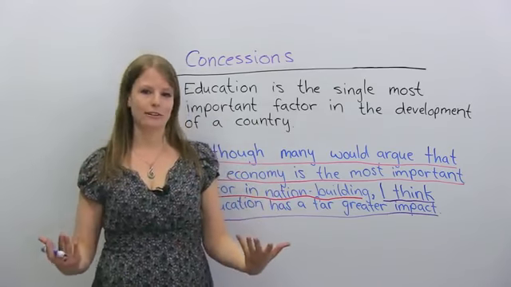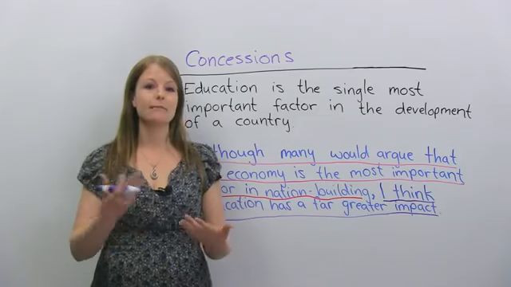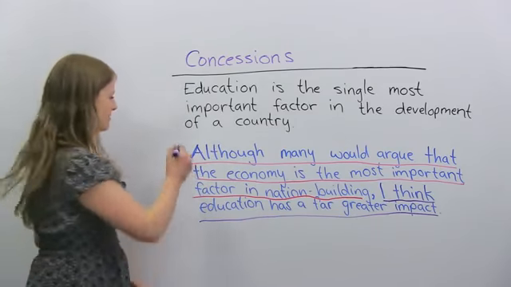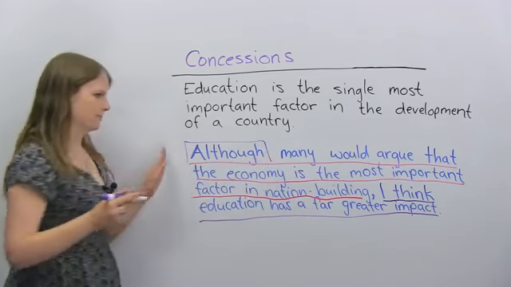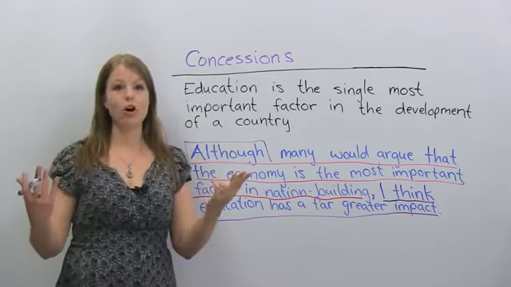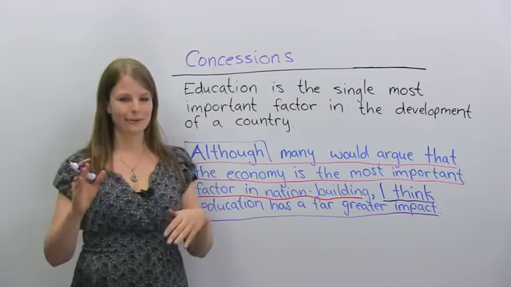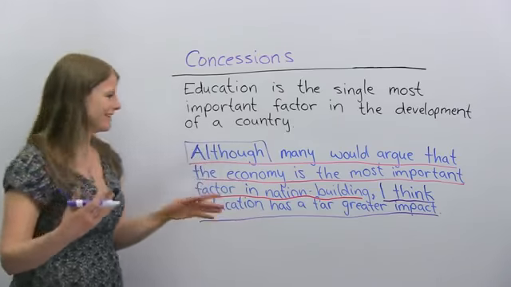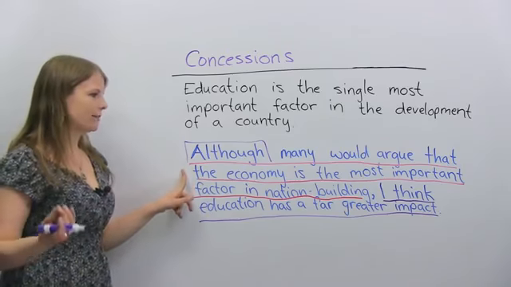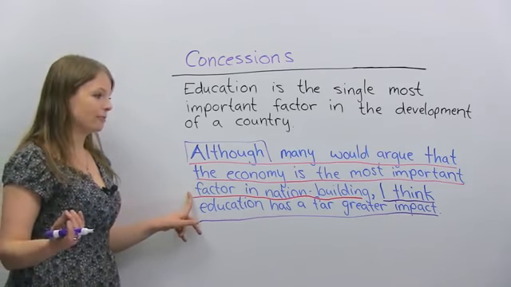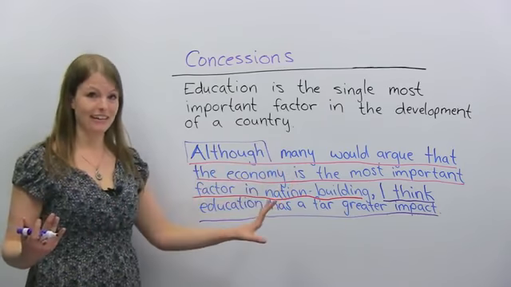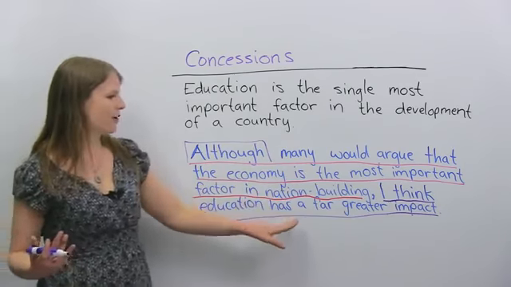This is a great thing to do, especially in essays, and this is something you can do at the beginning of your answer. So we use here the keyword although, okay? And you'll notice that this has two clauses. I don't want to get too technical with grammar on you today, but what I mean is, if you see we have the red part, although many would argue that the economy is the most important factor in nation building, and then we have a second part. So we have two parts to this sentence. I think education has a far greater impact.